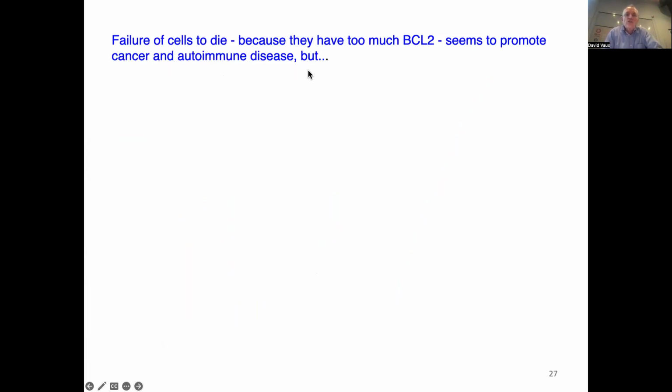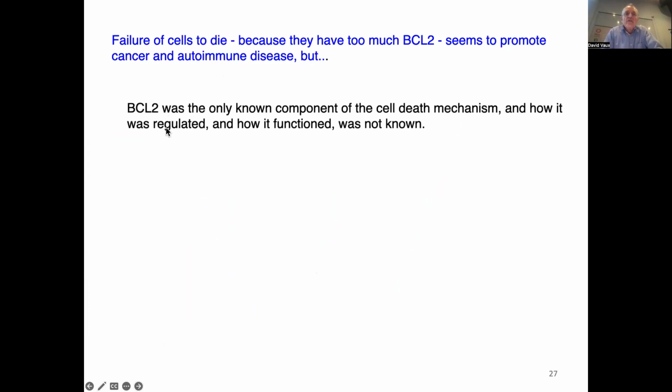So going back, failure of cells to die because they have too much BCL2 seems to promote cancer and autoimmune disease, but BCL2 is the only known cloned component of the cell death mechanism known in any organism. And how it was regulated and how it functioned was not known. So how does BCL2 work? That's something to think about. Well, how do you find out how BCL2 stops cells from dying?